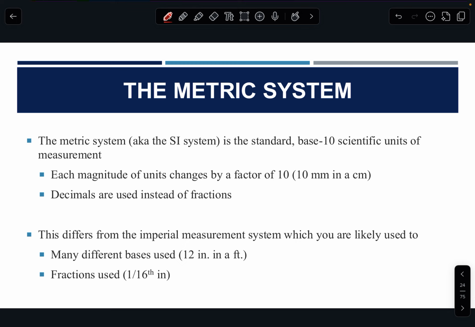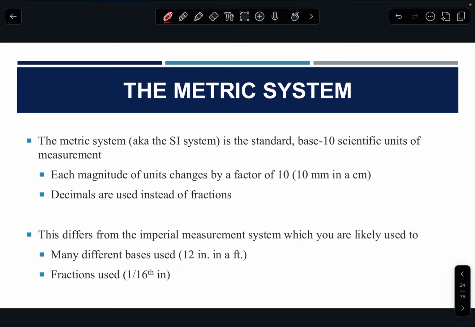It makes it very much easier to measure things than, for example, the imperial measurement system, which is the one that we use in the United States, where there are many different bases that are used. For example, there are 5,280 feet in a mile, there are 12 inches in a foot, and we also use fractions to describe smaller units rather than just tenths. So 1/16 is one of the fractions used in an inch.